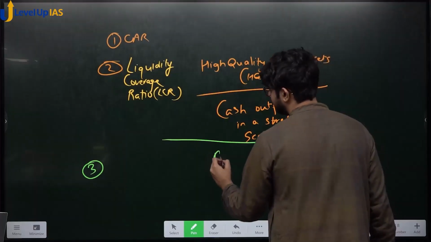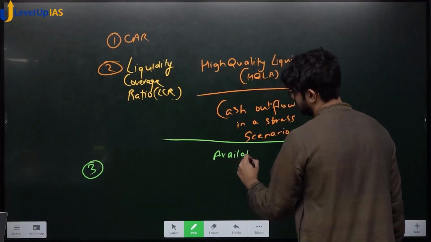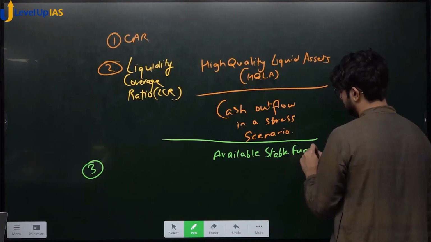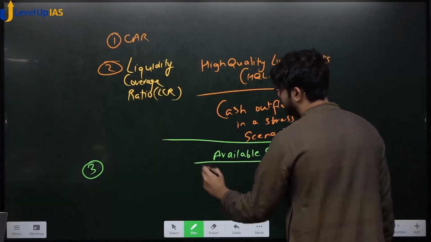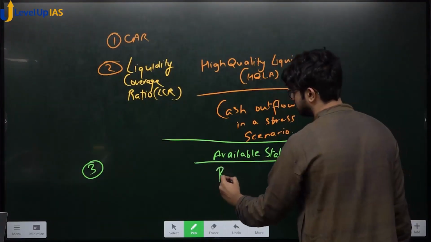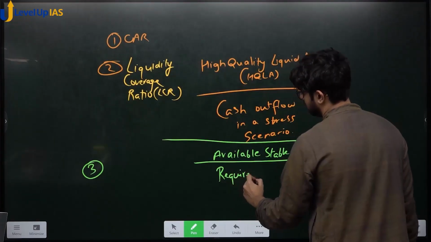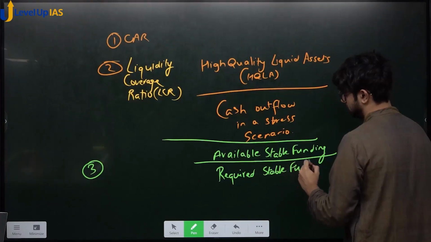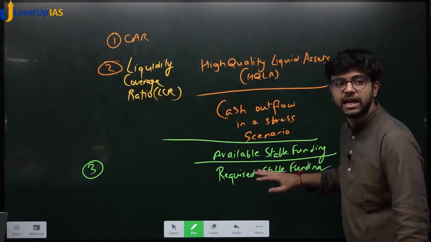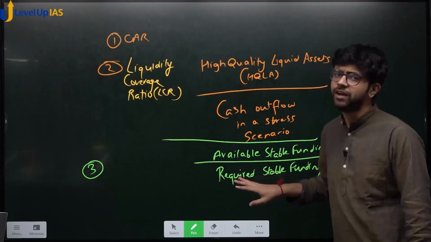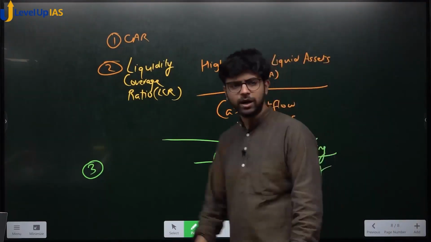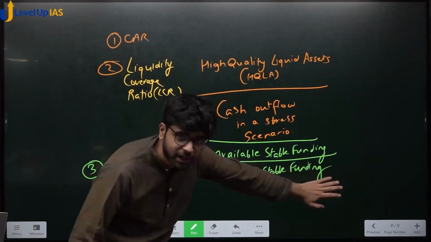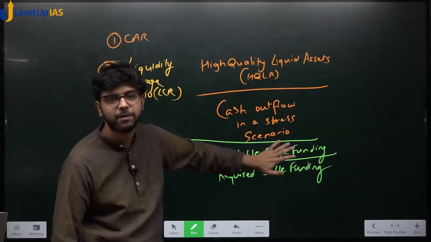So can I say, available stable funding upon required stable funding. Do you agree with this? Whatever is the required stable funding, sir, how much is required? We are not getting into the calculation. Are you understanding this? It is very easy. Whatever is the required stable funding, how much stable funding do you have?